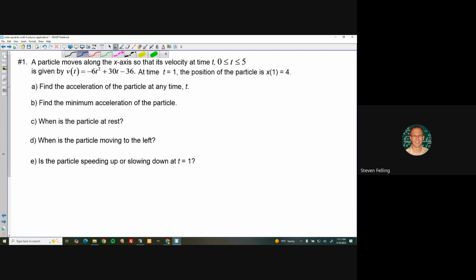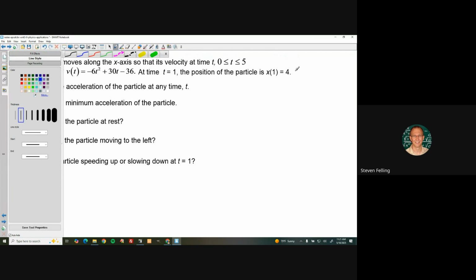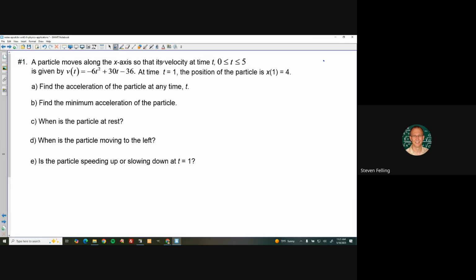All right, so first they're telling me here that a particle is moving along the x-axis. So the x-axis is the direction here. Such that its velocity at time t, where time is between 0 and 5, is given by this velocity function. At time t equals 1, the position of the particle is 4. So if this is a 0, we are at 4 at t equals 1. So the object is right here, right now.